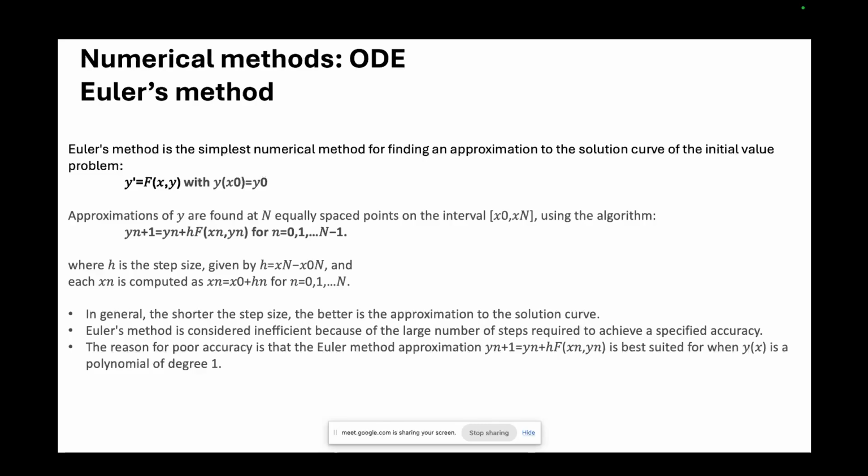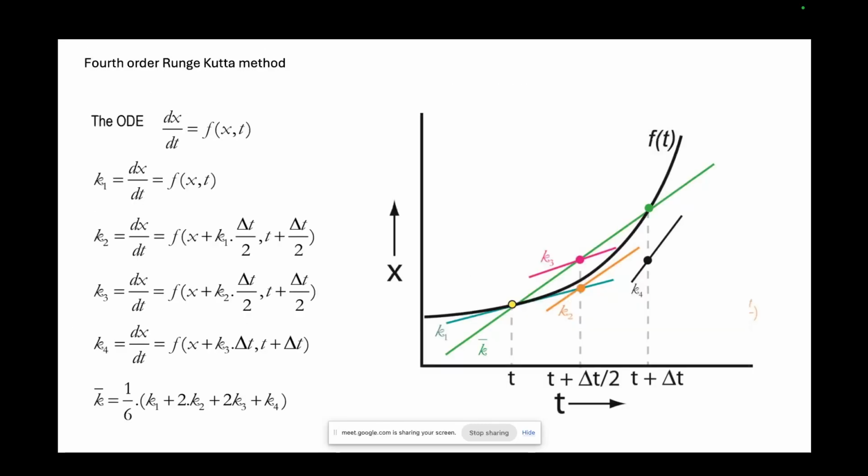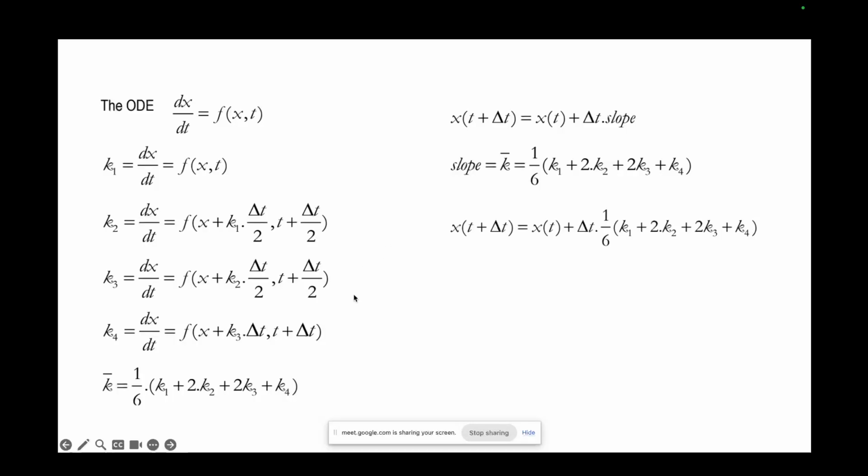And to handle these shortcomings of Euler's method, there is another method that Sir taught you as well, and which is very prevalent, which is the fourth order Runge-Kutta method. I'll not go into detail of this method. I know it is a little bit more complicated than Euler's method. So I'll not go into much of the details. You do not need to know exactly how everything is working here, but just remember this.